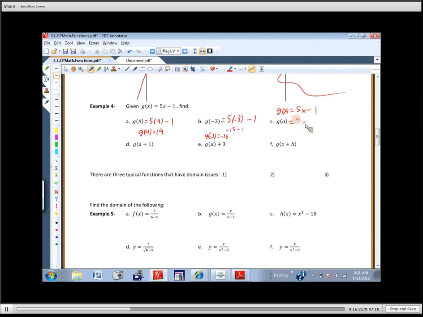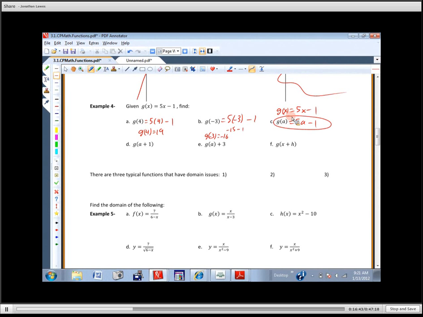Okay, if you brought some pre-algebra student in here or somebody that was in 6th or 7th grade, they'd look at that and go, that can't be an answer. It's not a plain old number. Well, this is the answer. Okay? The answer to this is just that expression. All it said to do was plug in a. We plugged in a. We got 5 times whatever a is minus 1.